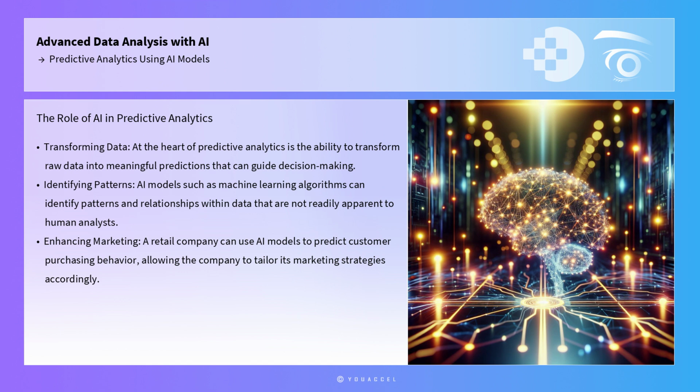AI models, such as machine learning algorithms, play a crucial role in this process, as they can identify patterns and relationships within data that are not readily apparent to human analysts. For example, a retail company can use AI models to predict customer purchasing behavior, allowing the company to tailor its marketing strategies accordingly. This not only improves customer satisfaction, but also boosts sales and profitability.